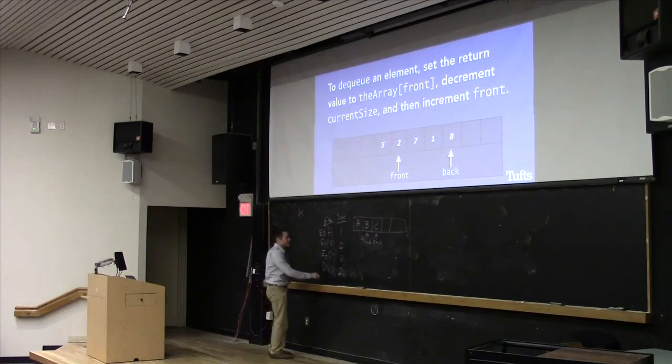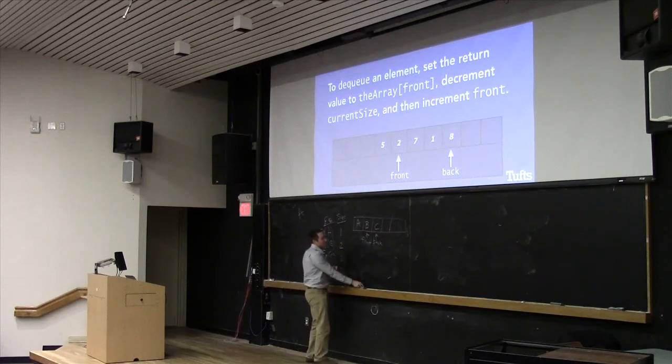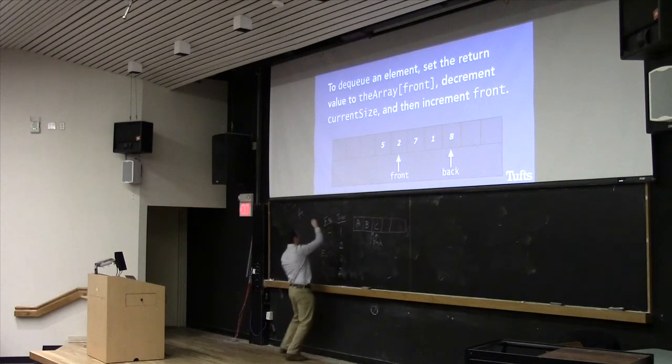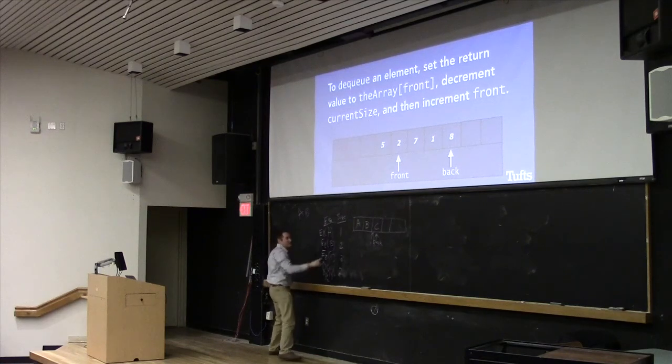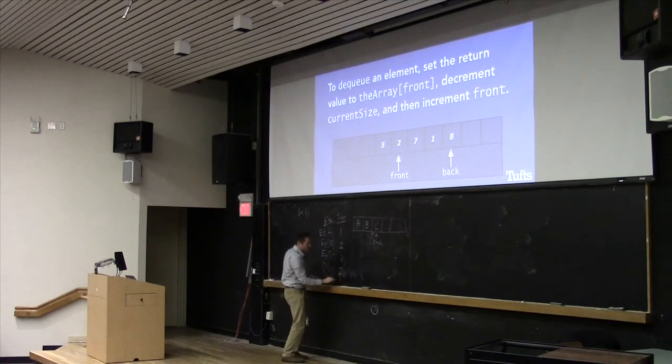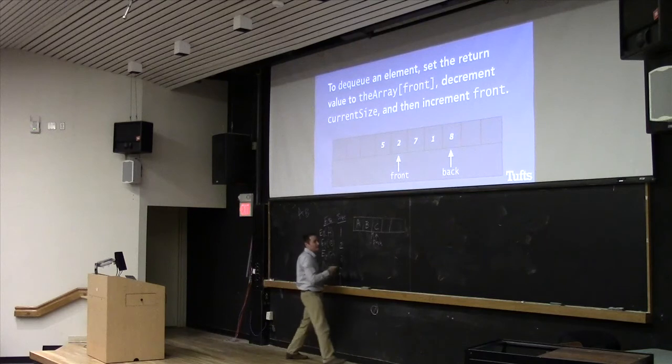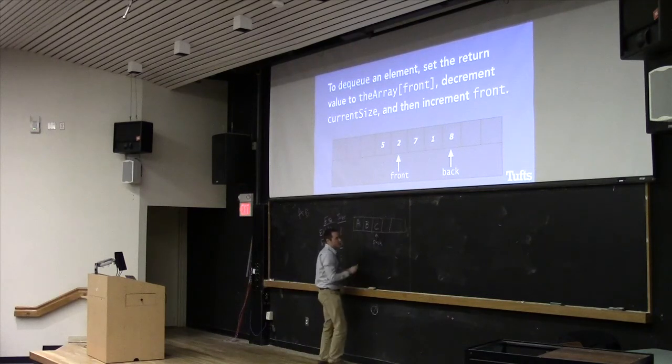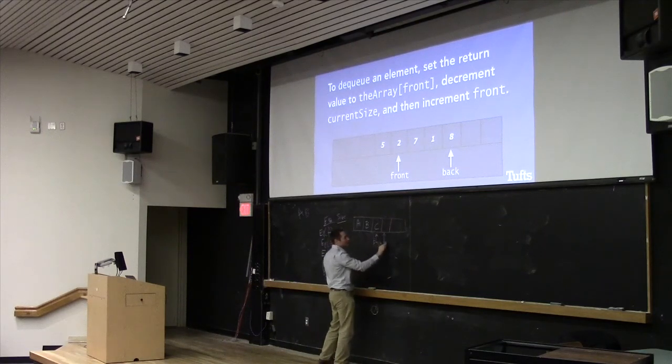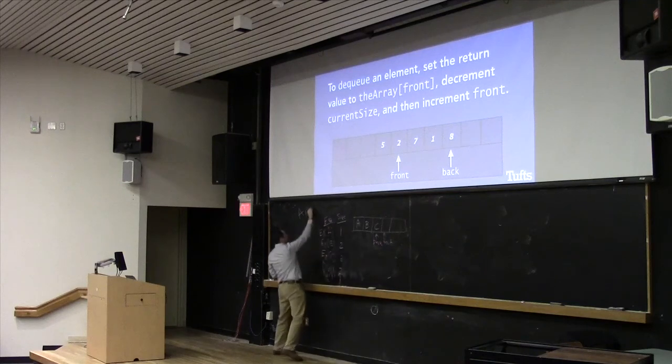Well, let's do this. Let's DQ two more times. Okay, DQ and then DQ. What's going to happen? Front is going to move to here first. We're going to get B out of it. I won't delete it. Then we're going to DQ again, and front is now going to move here, and we're going to get C out of it.